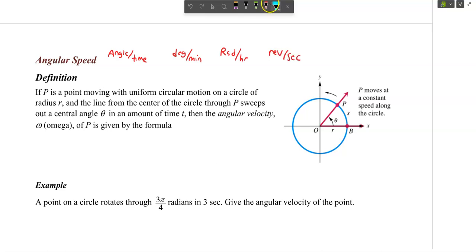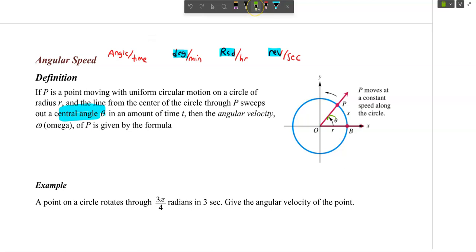So notice that for the angular measure, we have three ways to measure an angle: degrees, radians, or revolutions. And then, of course, we have all sorts of time elements: minutes, hours, seconds, and so on. So if point P is moving with uniform circular motion on a circle and the line sweeps out some central angle.